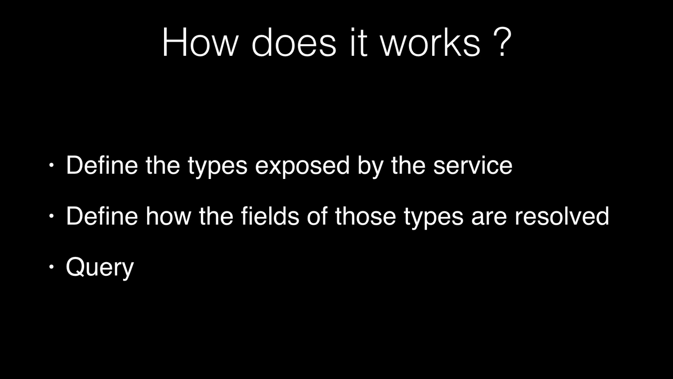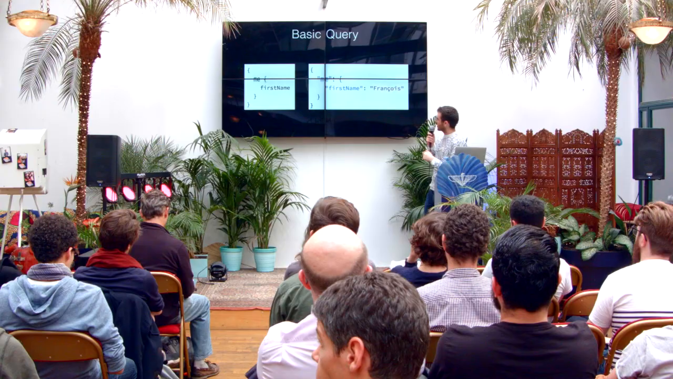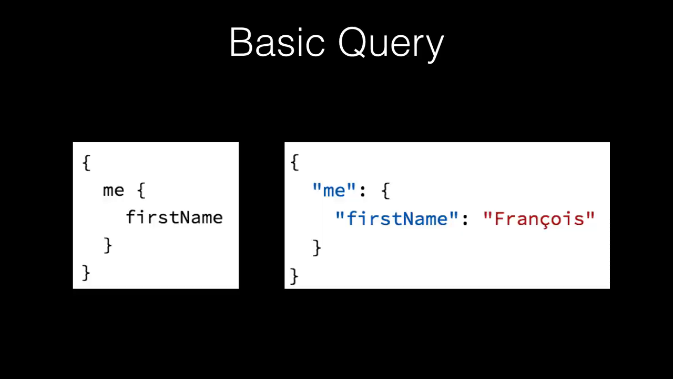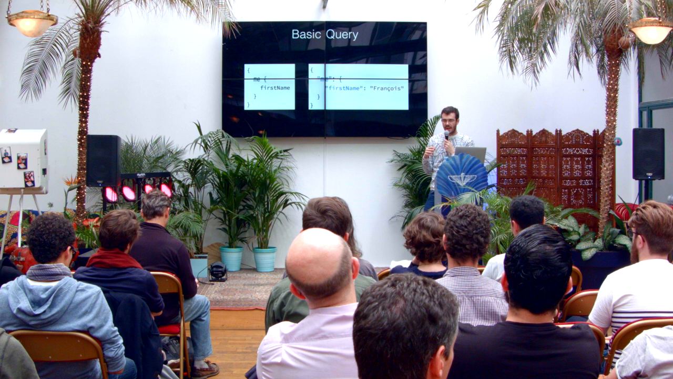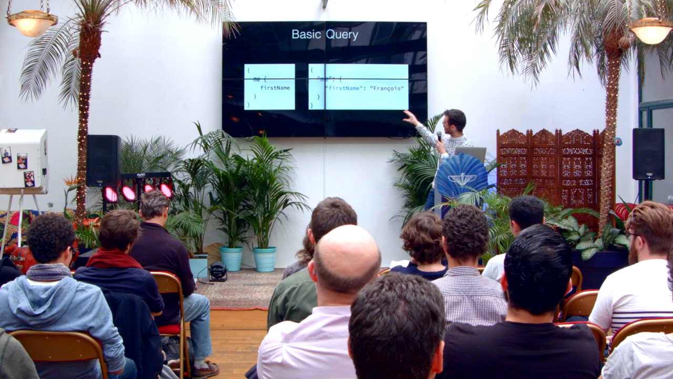How does it work? On your server, you will define the different type of data that your application exposes. Then you will define how the field of this different type are resolved. And on your client, you will be able to make simple query. So let's look at a very, very simple GraphQL query. Here we are asking on the top level for a field called me. And on the object that's returned by the field me, we're asking for the first name. And GraphQL will return JSON that have the exact same shape than what we asked.